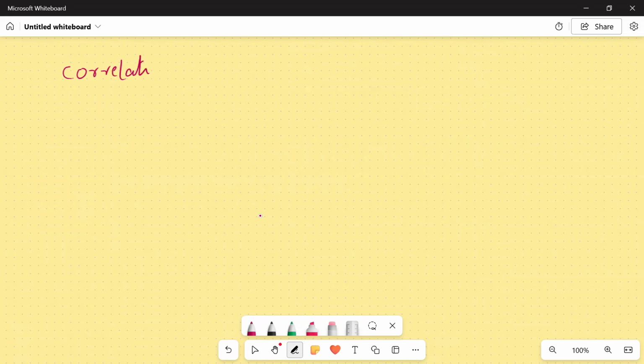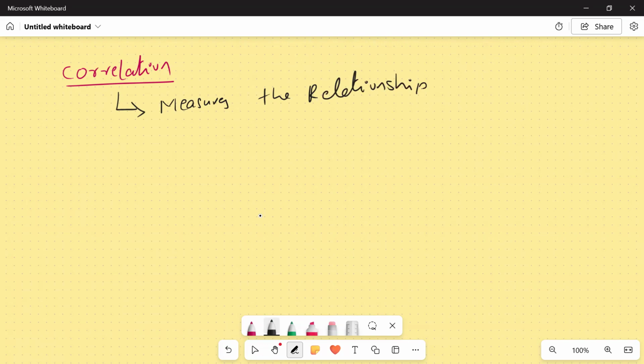What is correlation? What is the use of it actually? Generally, correlation is one of the statistical methods, and it majorly helps you measure the relationship, or simply an association, between two variables.